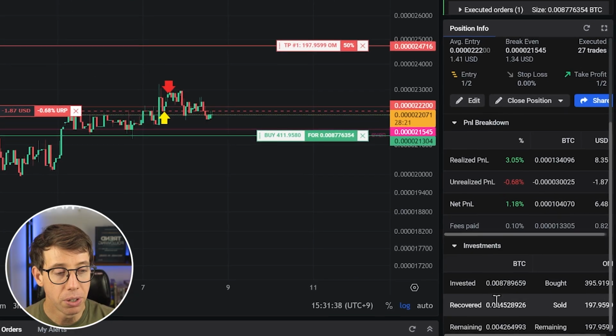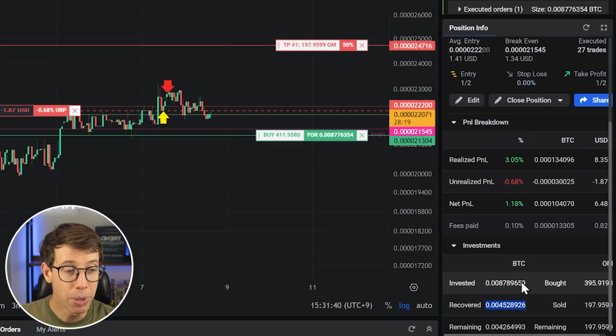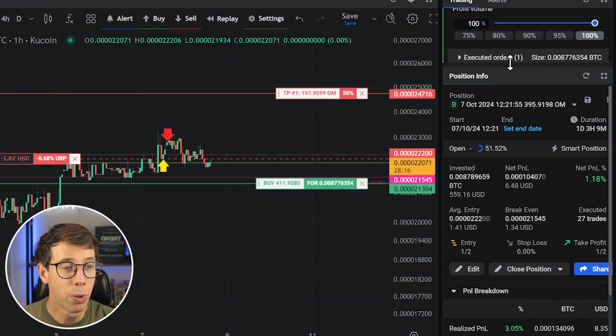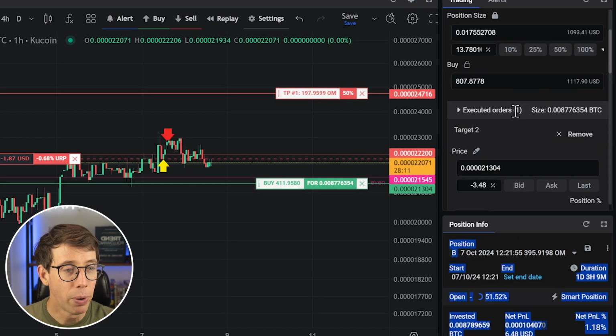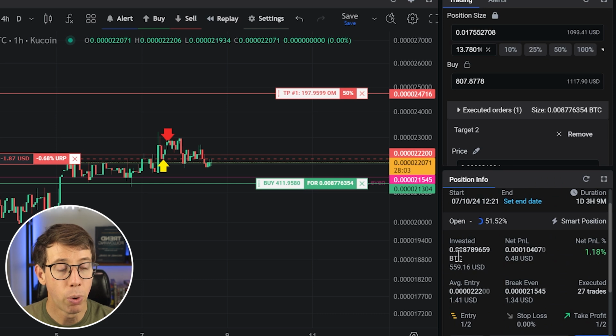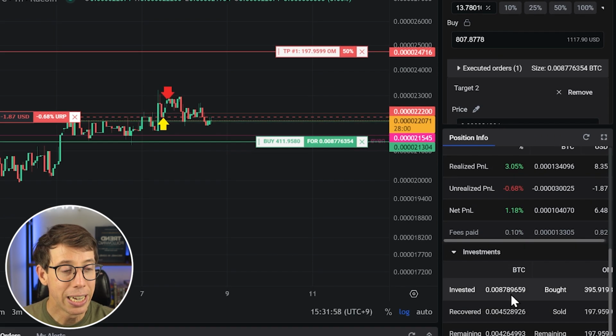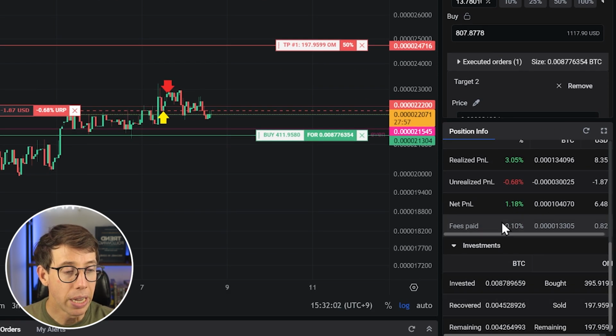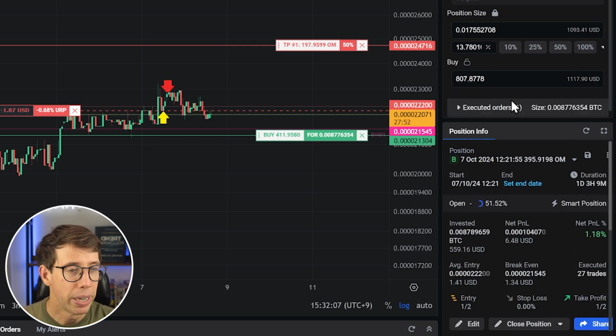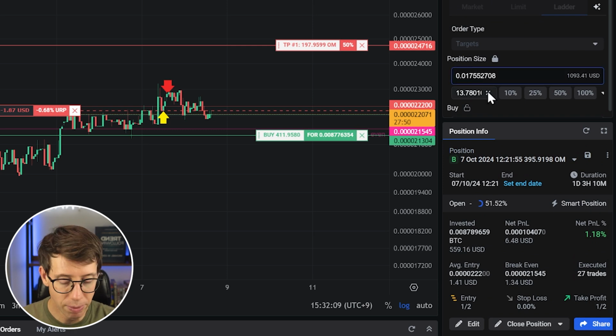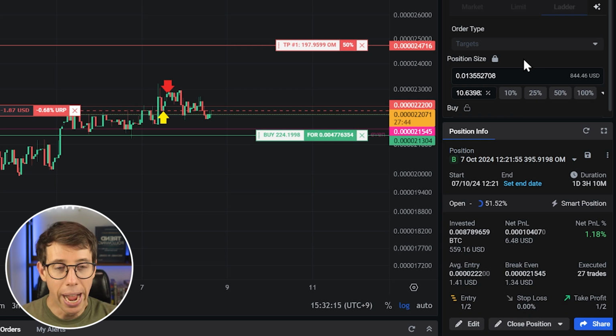Now, if you don't want to, of course, we can come down here, we can copy our recovered amount, and I can come all the way back up here to my orders, and I'm going to add that value into my position size. So I need to look at my amount invested, 0.0087, and add in the 0.0045. So that's going to give me something along the lines of 0.013 or so. We can come up here, we're looking at 0.0175. So if I do this, we should be looking at the right number. Yeah, about half.